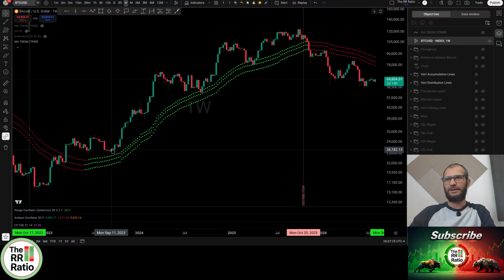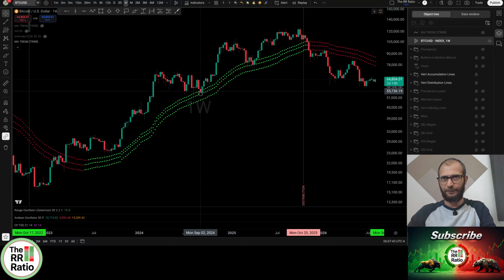One good entry point, or re-entry point, would be whenever the price touches one of the moving averages here. That would be a good point to re-enter the market and go for the next rally up, because they act as a pretty good support, taking into account the volume as well and not just the price action.